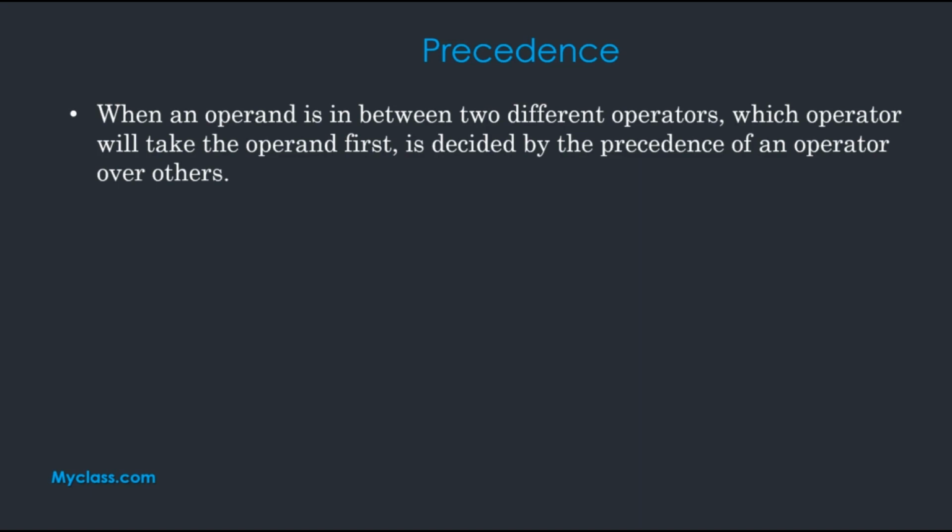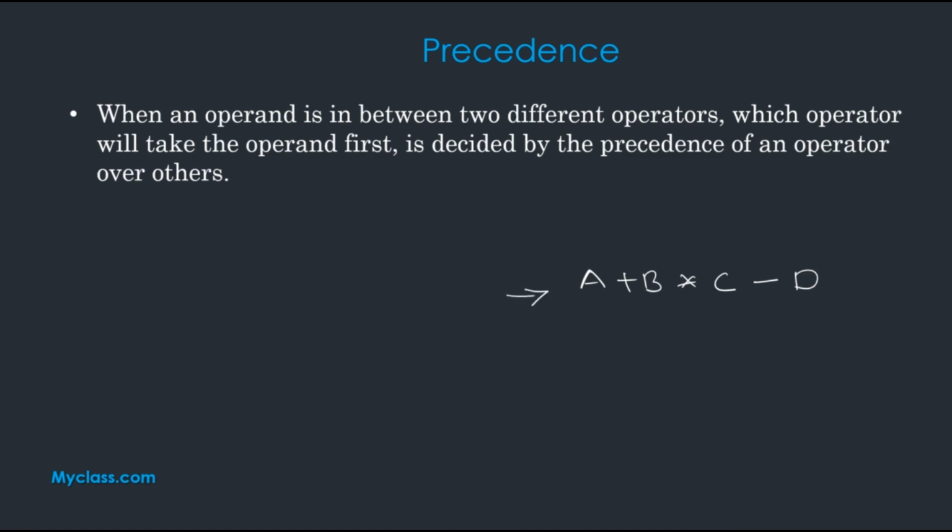Now, there are simple arithmetic expressions and complex arithmetic expressions. A simple arithmetic expression has only one operator and two operands. There is also the chance of an arithmetic expression with more than one operator and lots of operands, like A plus B multiplied by C subtract D. This is also an arithmetic expression.